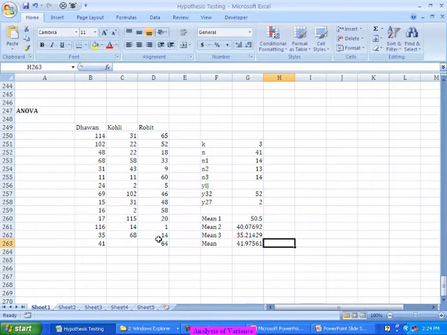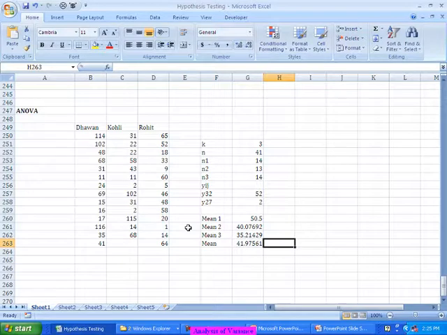That comes out to around 41.97. So this is one aspect of our calculation. We find out the average in this kind of a model. We find out individual averages, individual means, as well as the overall mean of the entire data.